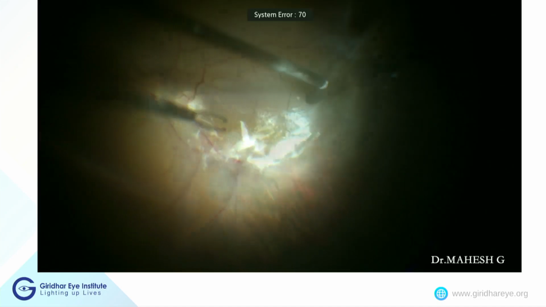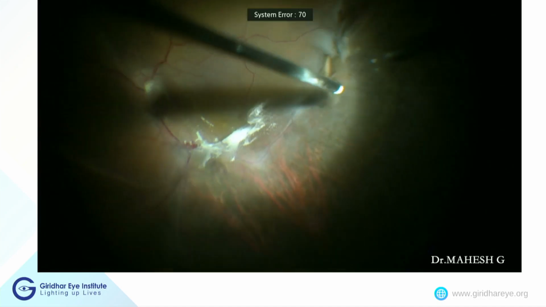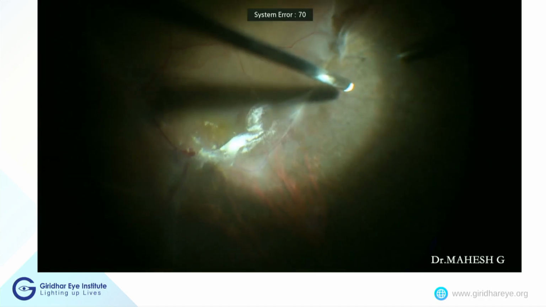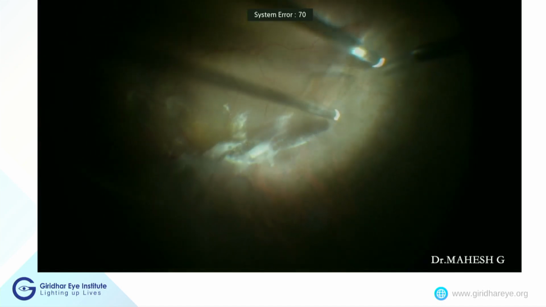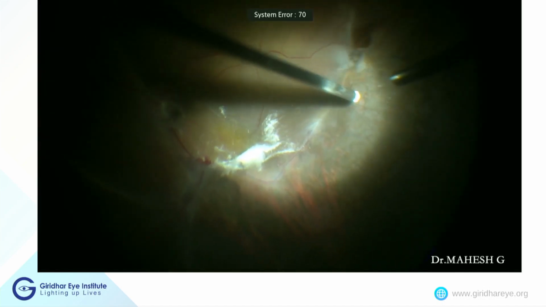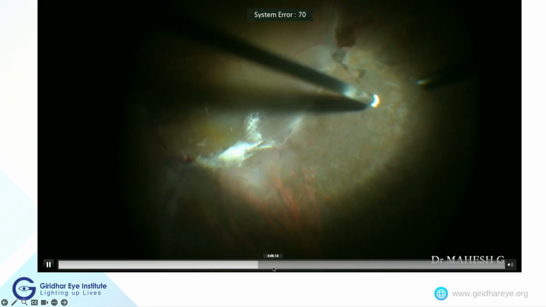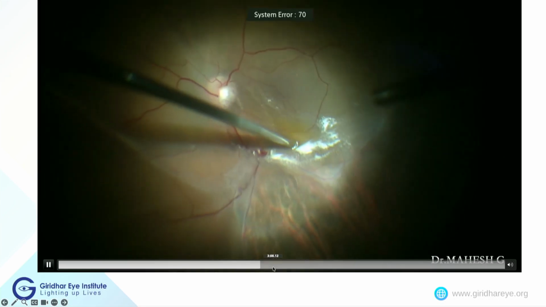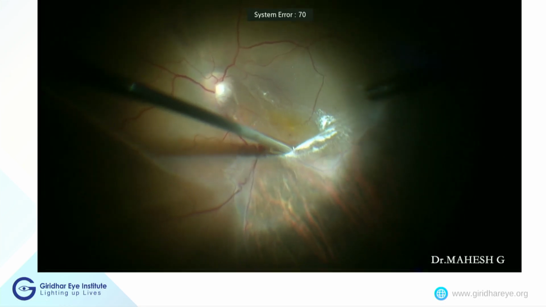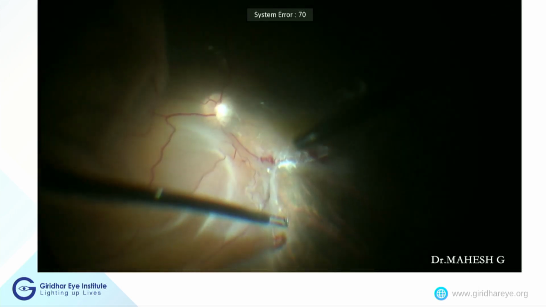In this case, the oil was removed later, but many times we will not be able to remove the oil because of the hypotony and fibrosis. It will redetach again. So this is just shaving all other areas. By the time PVD was induced, it had become bullous. So it was an extremely difficult PVD induction.